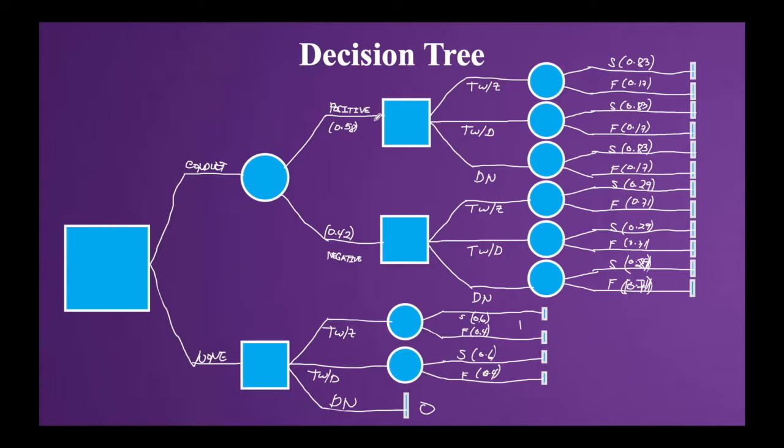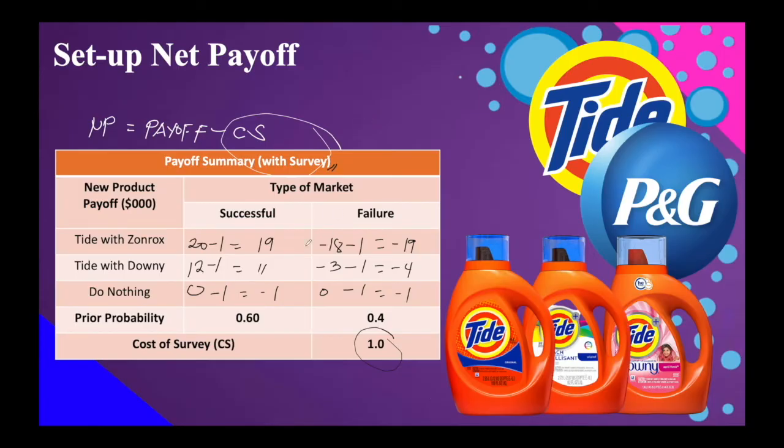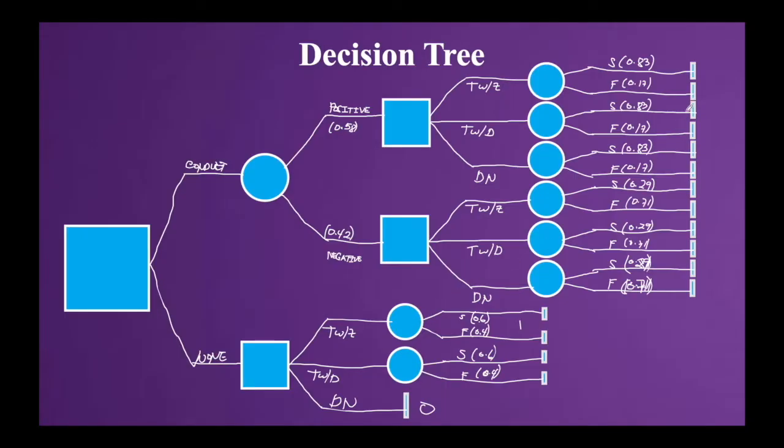Dahil nag-conduct tayo, it will all be coming from the survey, positive or negative. When it comes to market, successful and failure, don't get confused with that two different set of words, guys. Again, 19, negative 19, 11, negative 4, negative 1, negative 1 for both the positive and negative result of the survey. Okay, so let's write it here sa ating payoff.